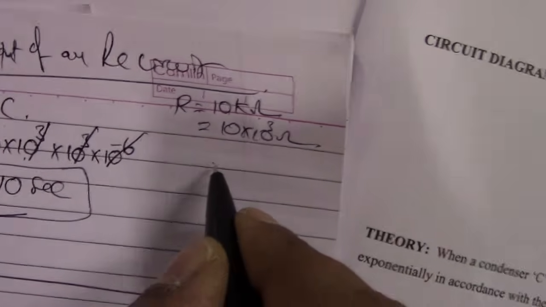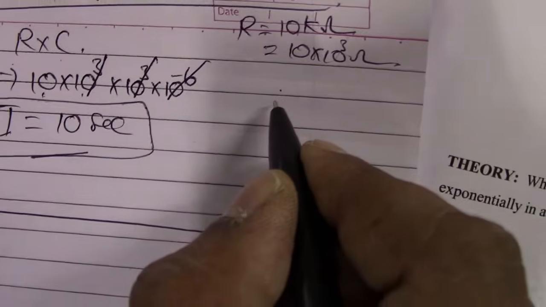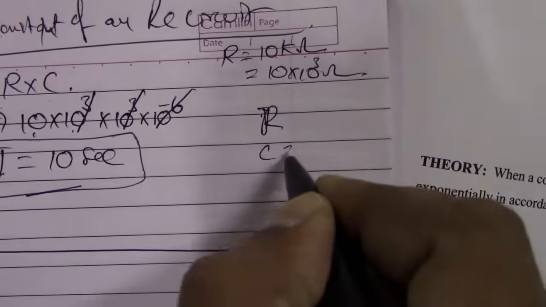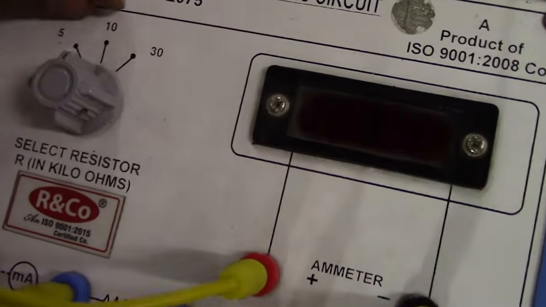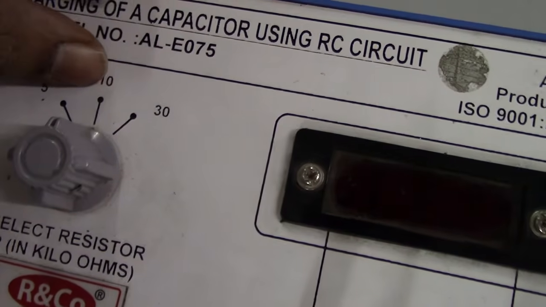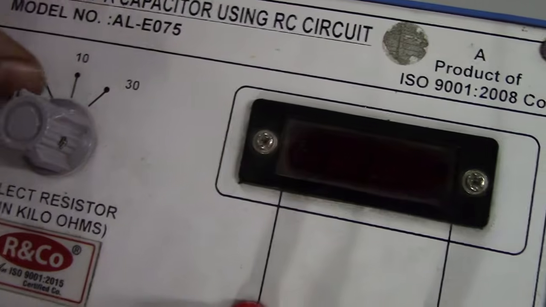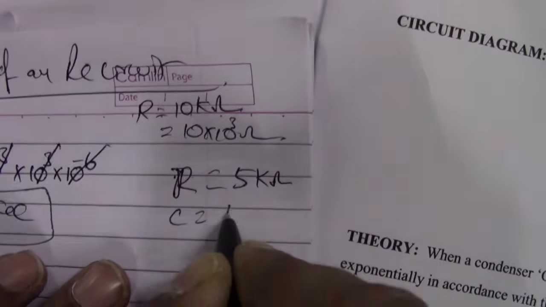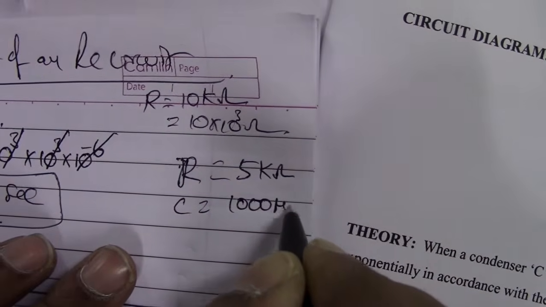Okay, so another set having another value of time constant. For example, you take another R and you take another C. Keep one as constant. Here I taken resistance as 10 kilo ohms. This time you take just 5 kilo ohms. So now what happens, student? Resistance is 5 kilo ohms and capacitance is the same, 1000 microfarads.